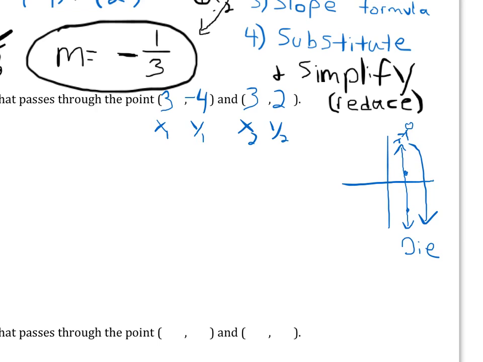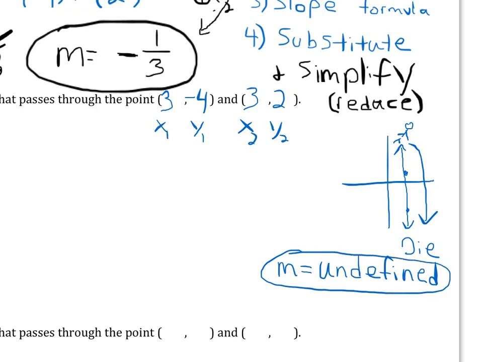Okay? How much could you define how much fun it was sledding down that line? No, you couldn't even define it because you're dead. Therefore, we know that the slope, the answer to this, is going to be m equals undefined. That's another reason why we do the rough sketch, because we can find that out very quickly.